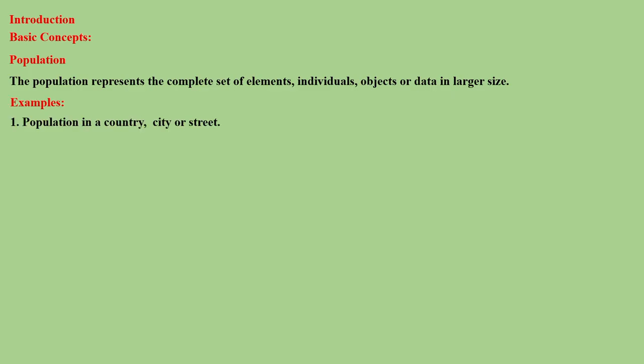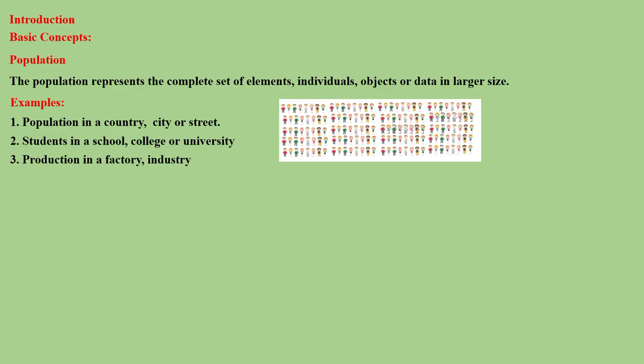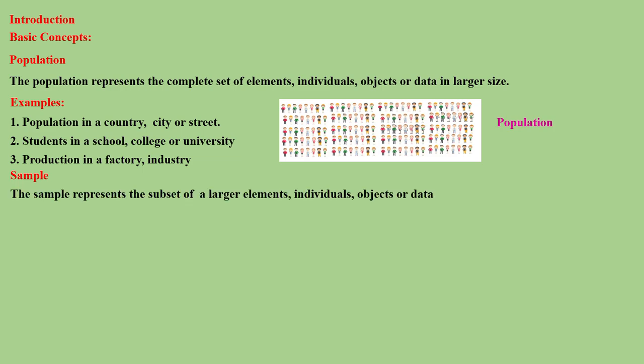So examples of population: a country, a city or street, students in a school, college, university, production in a factory or industry. These are all populations. Next we are going to see sample. Sample is a subset of population. That is, sample represents the subset of large elements, individuals, objects or data. Simply, it is a subset of population, a smaller manageable group selected from the population.